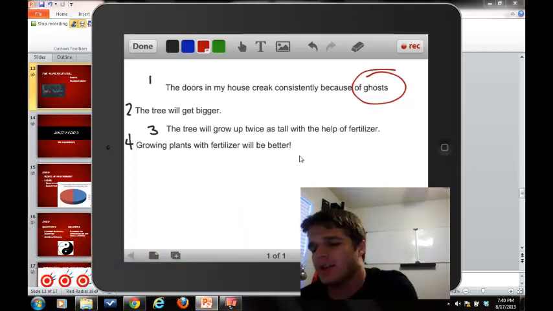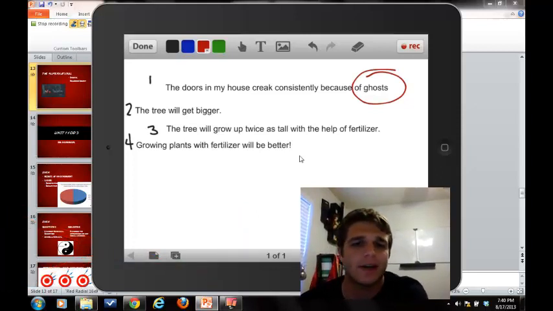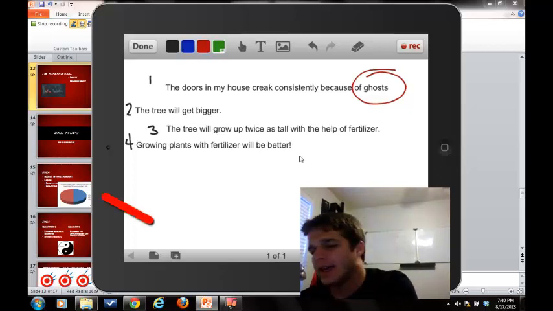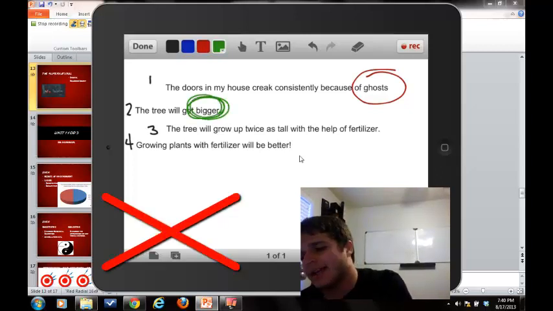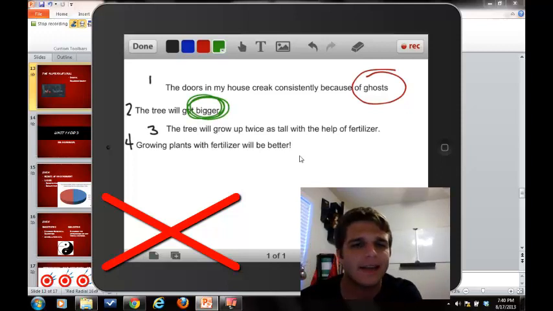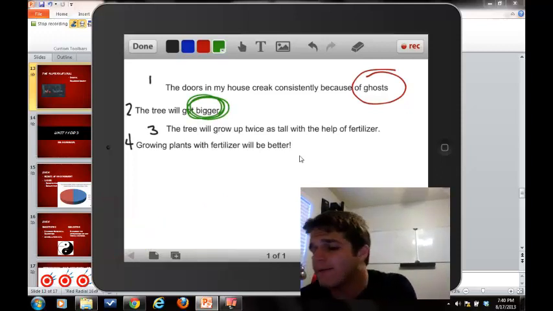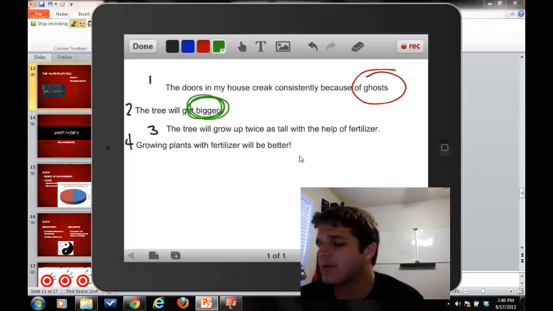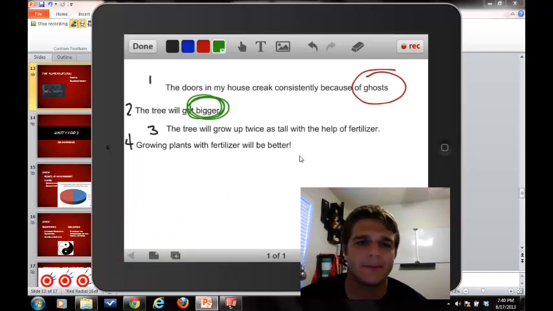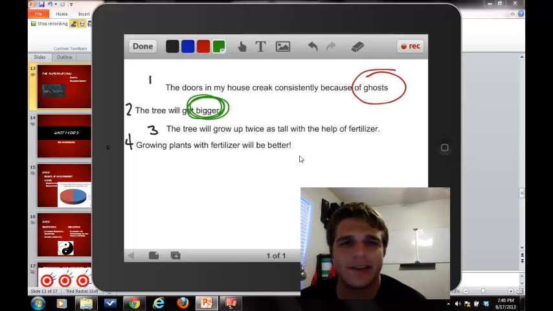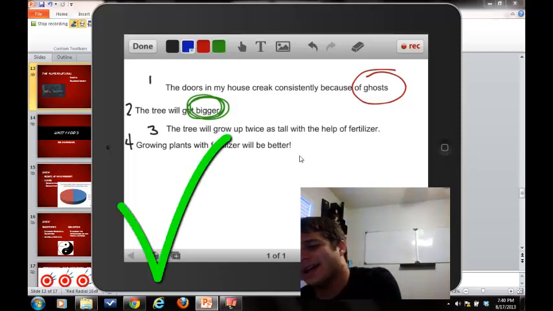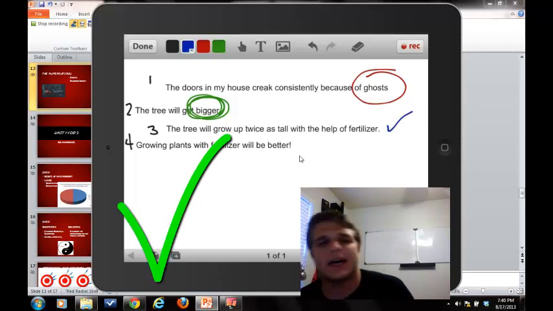Okay, how about number 2? Is number 2 testable? The tree will get bigger. Not necessarily. That's because this word right here is relative, okay? We're talking aesthetics here. What is bigger to me may not be bigger to other people. Now, number 3 says the tree will grow up twice as tall with the help of fertilizer. Is that testable or not testable? As a matter of fact, it is testable, and therefore this is a solid hypothesis.